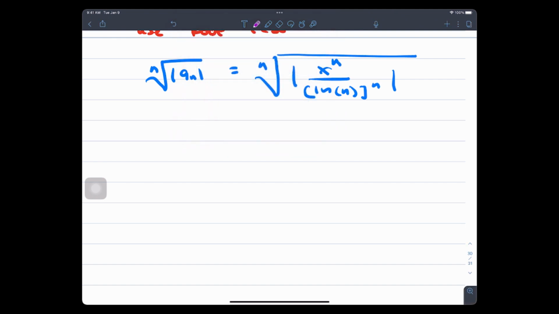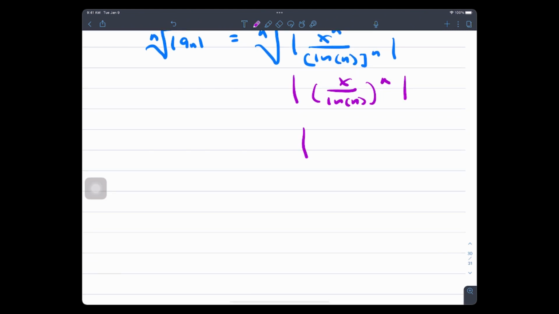So the algebra here is x over natural log of n, to the nth power, absolute value. You guys remember this is the product rule? So it's the absolute value of x, natural log of n, product rule. This is the n there.